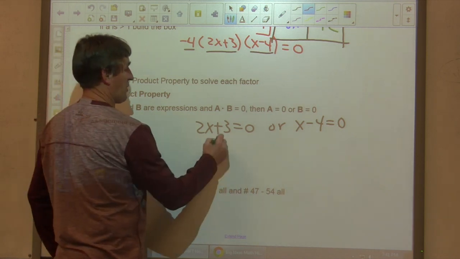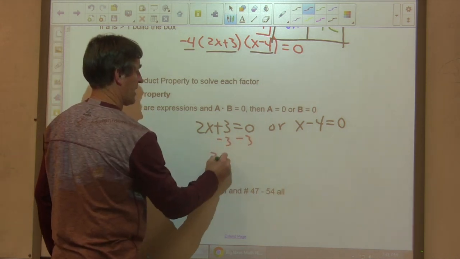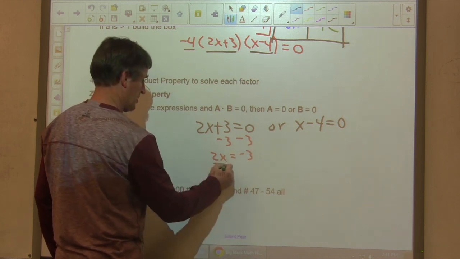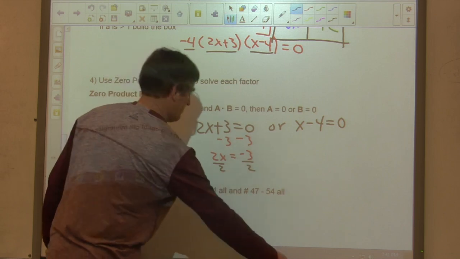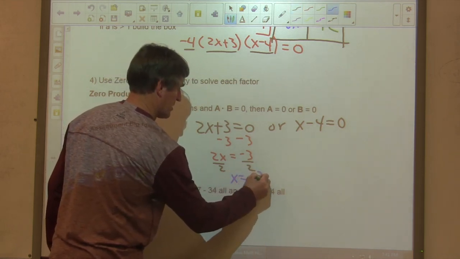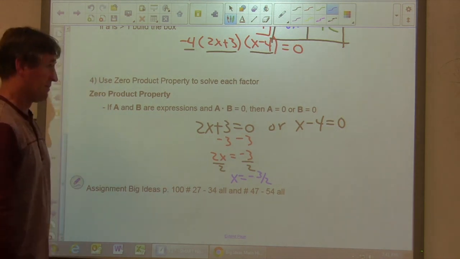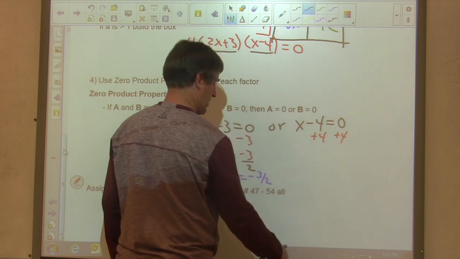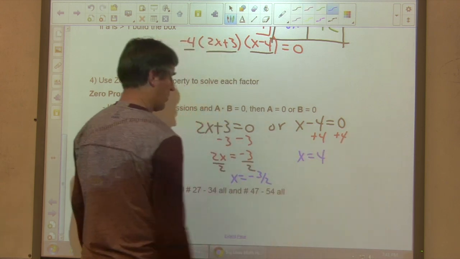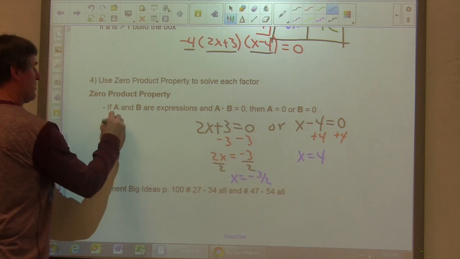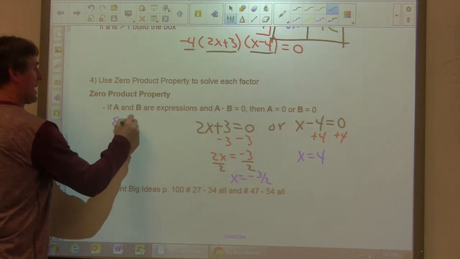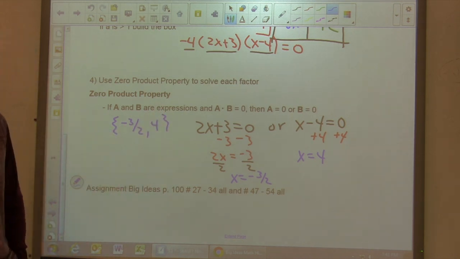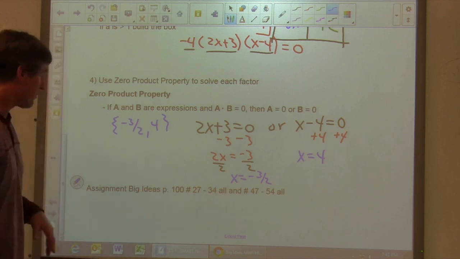But if I was just to do this algebraically, I would subtract 3 and get 2x equals negative 3. And then I would divide by 2 and get x equals negative 3 halves. Or on this one, I would add 4 to both sides and get x equals 4. And so my solutions are negative 3 halves and positive 4. Those are the values of x that would make this expression equal to 0.